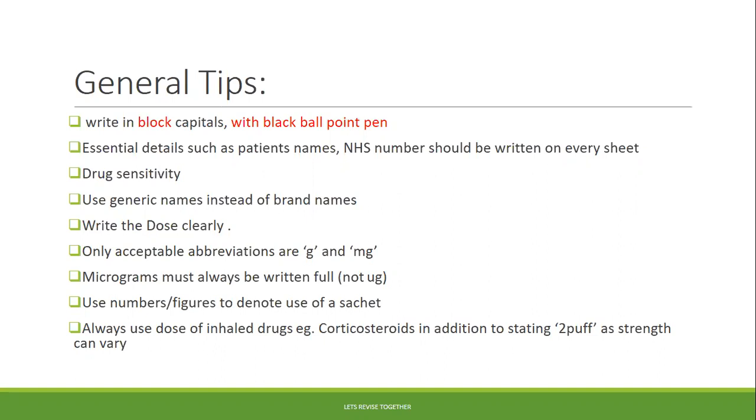colors. Okay. And then essential details like patient name, NHS number should be written on each and every sheet. You will have proper columns for these patient names and NHS numbers, and you have to write them. And whenever you are writing a prescription for somebody, or even if you are writing clinical notes, there should be 3 forms of identification. 3 forms of identification can be patient name, NHS number, date of birth, or patient name, hospital number, date of birth. You should have 3 of these things, so that you are making sure you are writing this prescription for the correct patient.